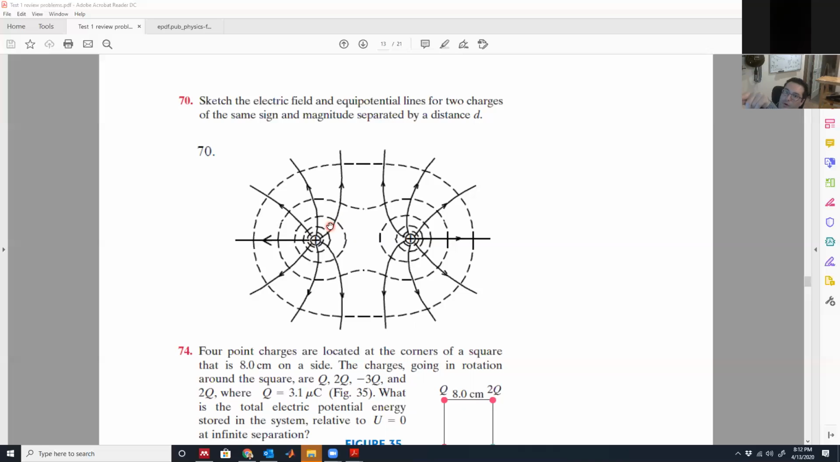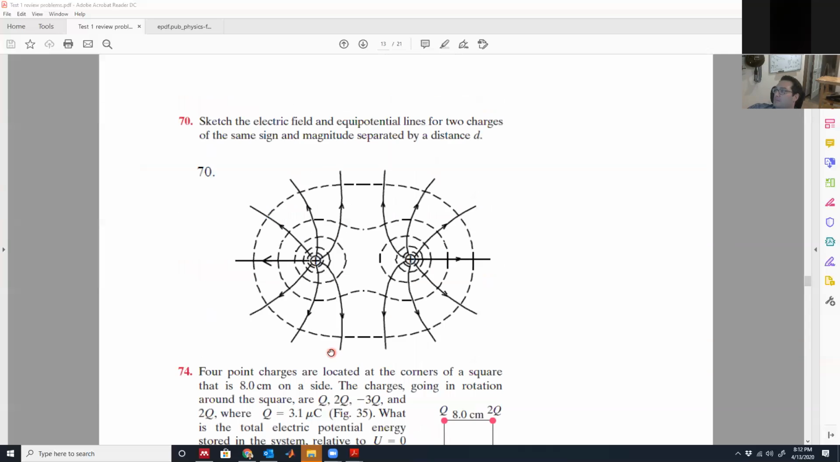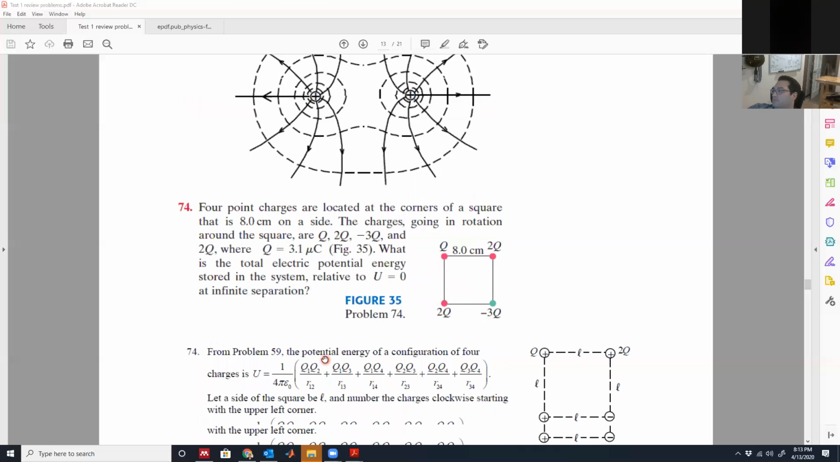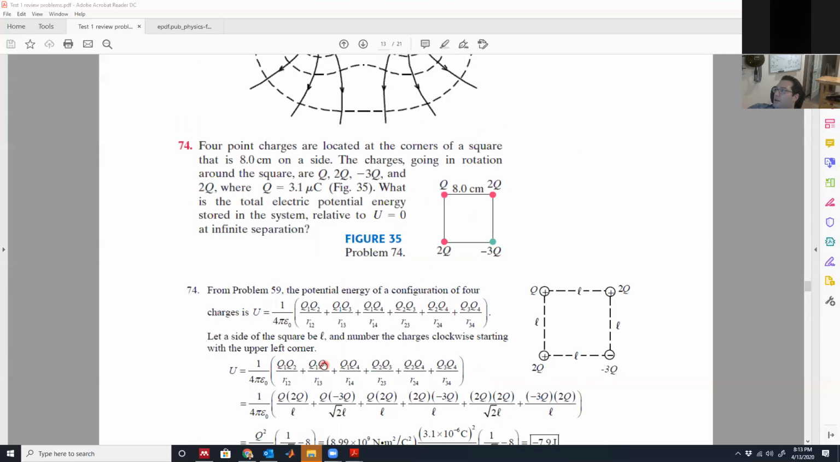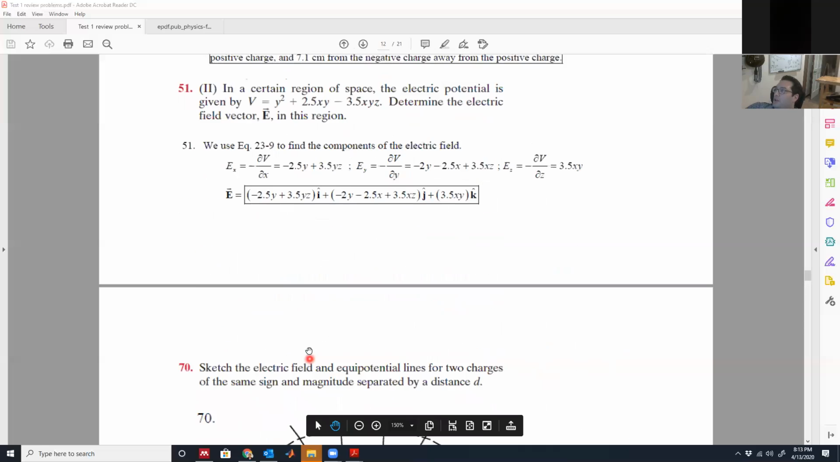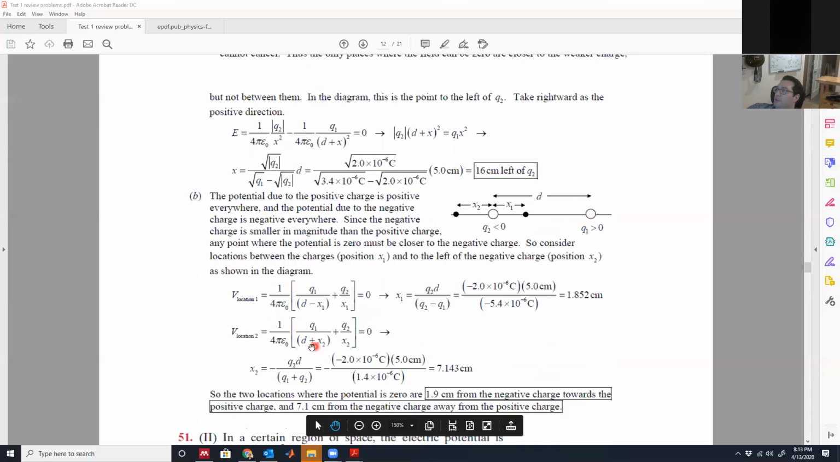The ball is not going to roll around the mountain at the same height. It's going to roll downward, right? And these are always going to be perpendicular to each other. And this is the general rules to draw electric field lines. Now moving on. So why don't we do one of these problems, actually.